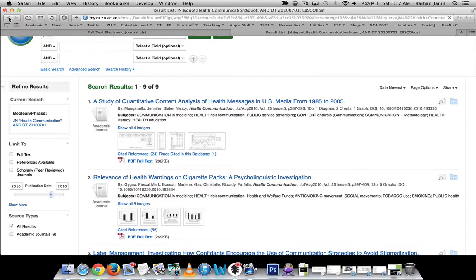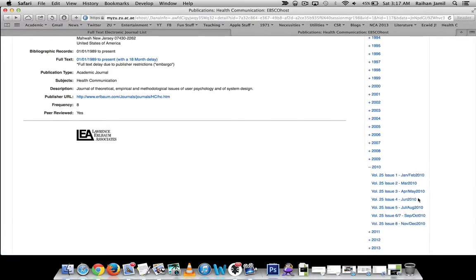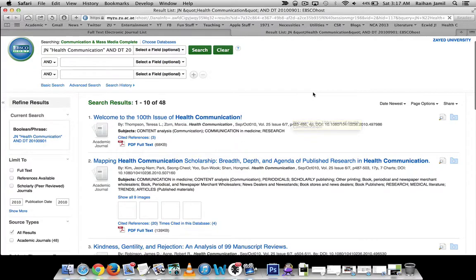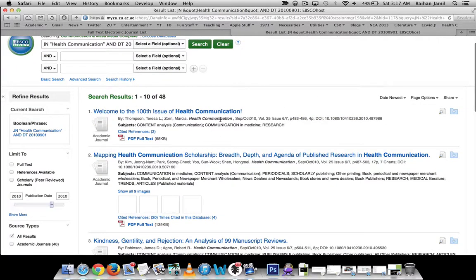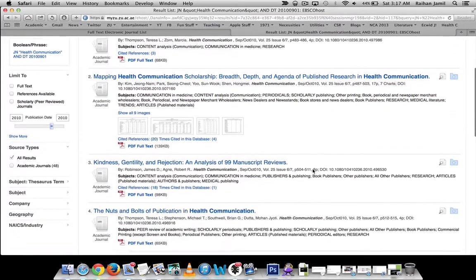So let me go back and select maybe another issue. So I was looking at 2010, and remember there were several issues that were published in that year. So I looked at issue number 5. Let's look at this one and see if something is available about critical interrogation in health communication. Again, I'm looking at the titles of the articles and I'm looking at the keywords in the subjects and see if something talks about it.